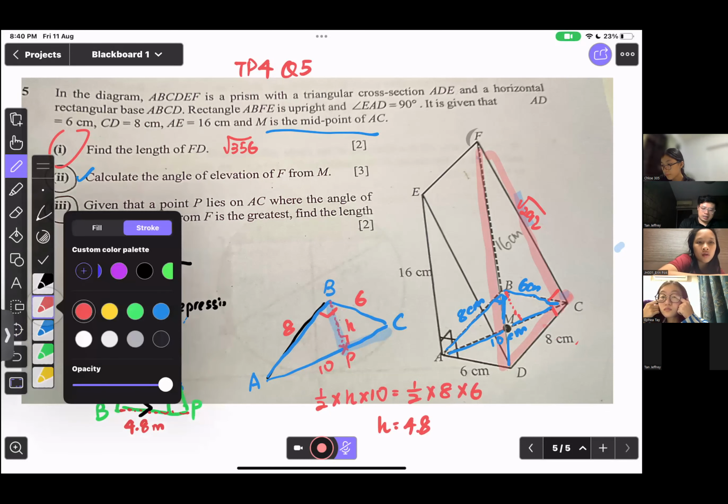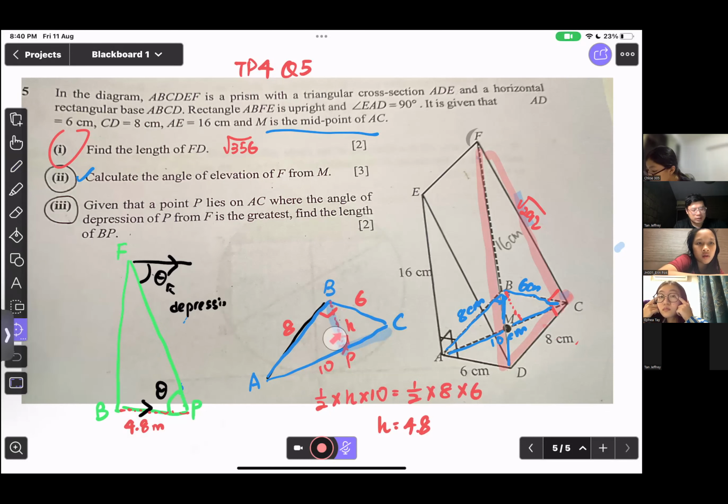After that, from here, this is 4.8. Where did you get 10 from? Okay, you see this triangle, this blue color triangle, I transpose it here. 10 is AC. Can you see? 10 is AC, because by Pythagoras, 8 squared plus 6 squared, I get 10.